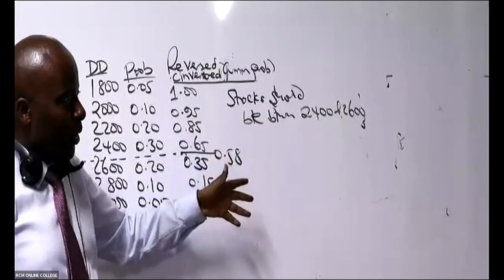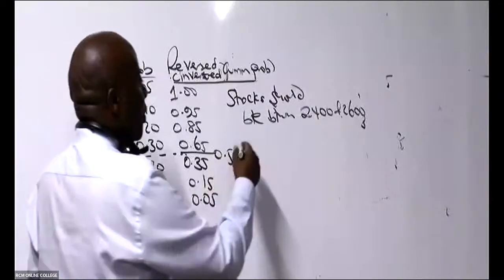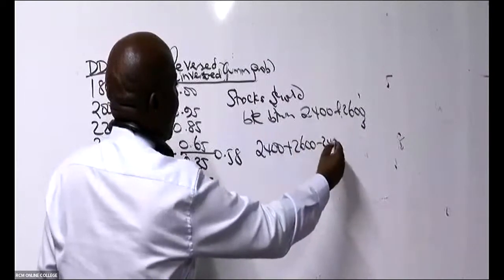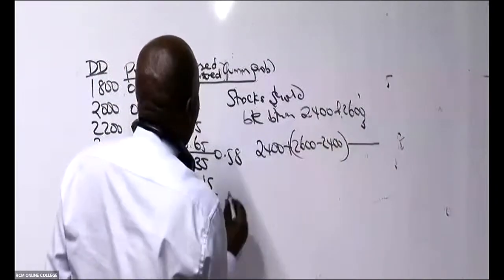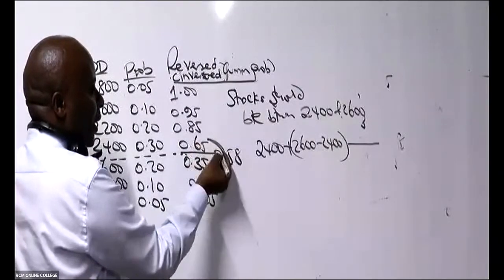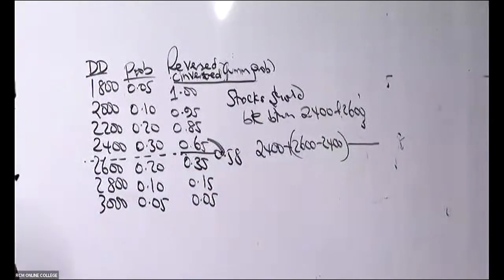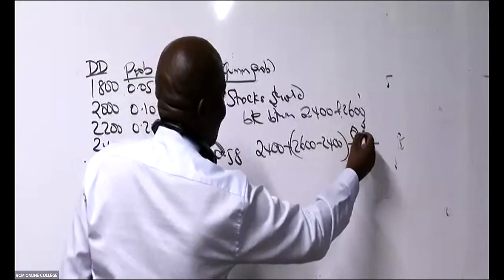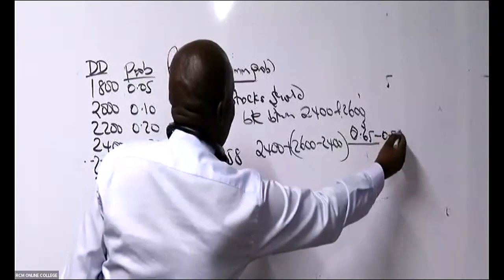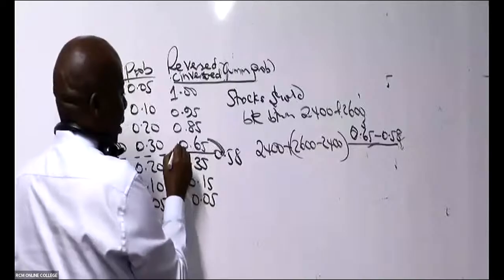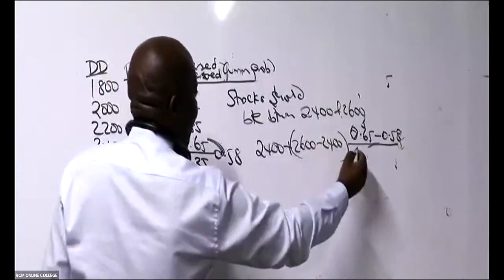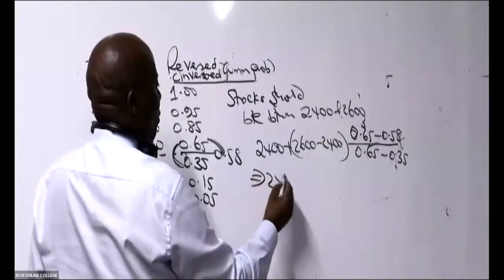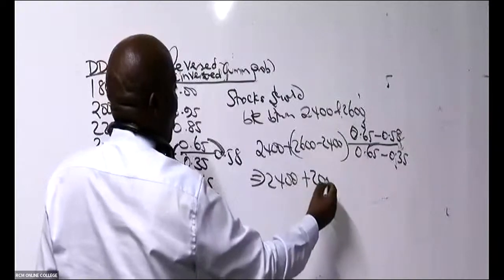It's called interpolation. So how do we interpolate? Very easy. It is 2400 plus 2600 minus 2400, all over, in this case here, the upper cut for the numerator, 0.65 minus 0.58. All over, the lower cut is bigger, 0.65 minus 0.35. So this will be 2400 plus, the difference there is 200, right?